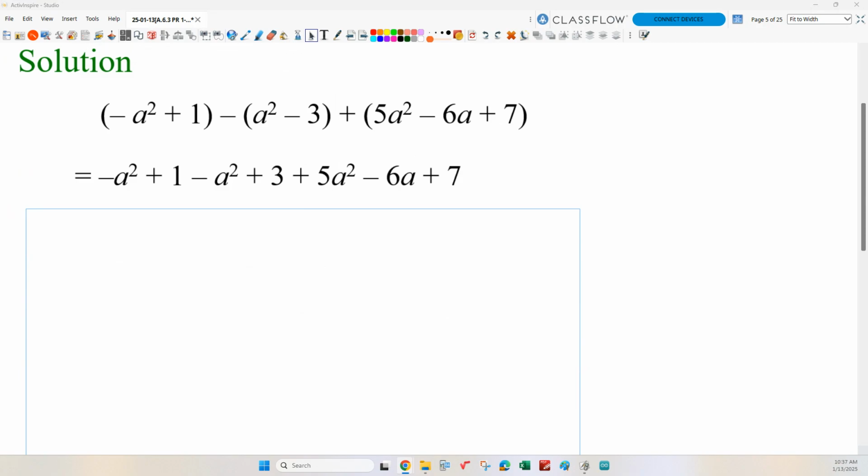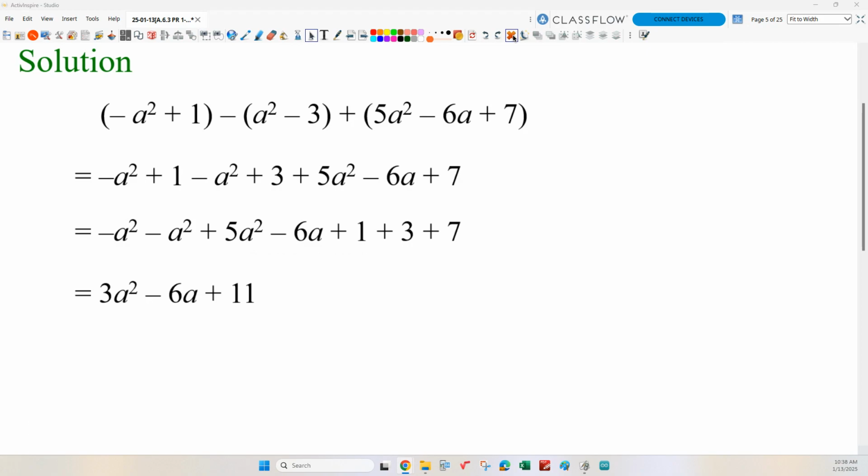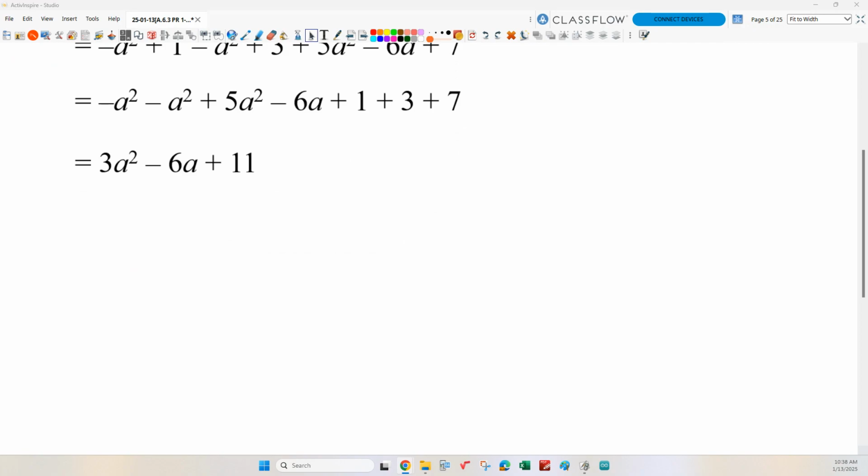Everybody got that? We've got to do the a squareds first. So I've got -1, -2 plus 5 would give me a +3, right? And then what about the a's? I've just got a -6a. That's the only a term, so that one we leave alone. 1 plus 3 is 4, plus 7 is 11. We got it. Okay. Give me thumbs. Looked like that was pretty good.